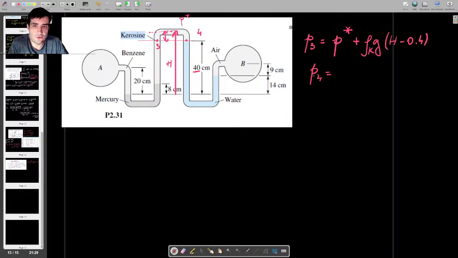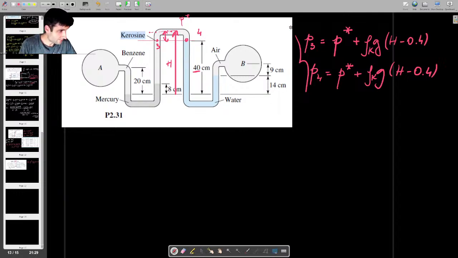P4 is actually, I'm not sure if this is going to give us anything new per se, but we'll try. So this is going to be equal to P star plus, once again, the density of the kerosene. So that's density of kerosene times H minus 0.4. So yeah, this is just the same thing twice. We're not really having anything new here. So I'm just going to ignore this.